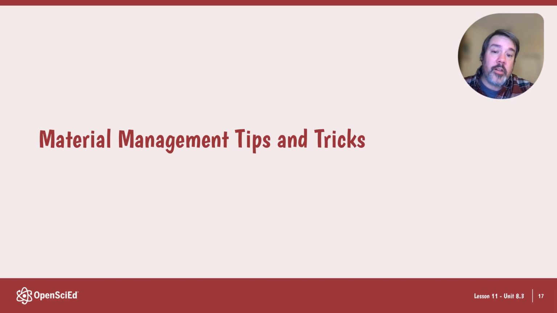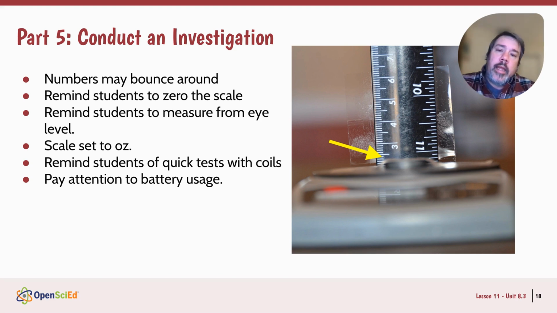Okay, let's talk a little bit about tips and tricks. There is a lot happening here. In the part where they're conducting the investigation, we want to remind ourselves of what we figured out in lesson 10, that the numbers can bounce around a little bit, right? So we want to try to be as still as we can. And we want to make sure that we're zeroing that scale out at the beginning. We're going to measure everything from eye level.